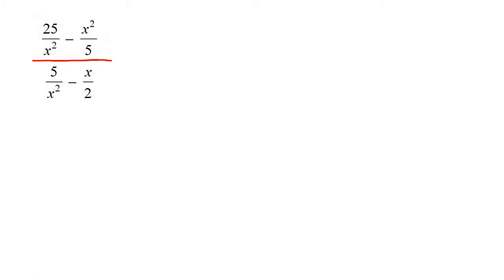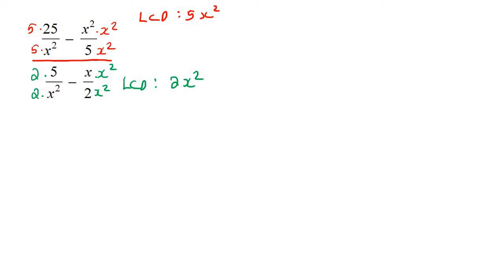With this one, what would the lowest common denominator be? Well, the lowest common denominator there would just be 5x squared. So that means you'd have to multiply this part by 5, bottom and top, and this one you'd have to multiply with x squared, bottom and top. Then with this one, the lowest common denominator would just be 2x squared. And so we would multiply this by 2, and this by x squared, at the top and the bottom.